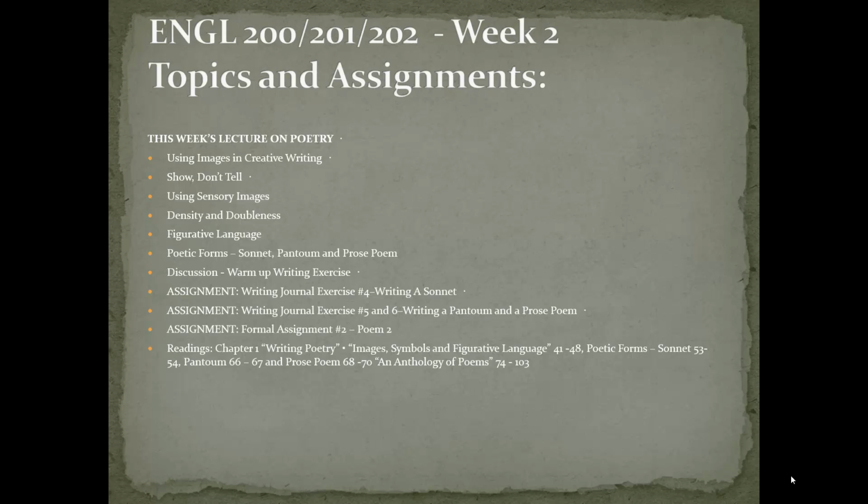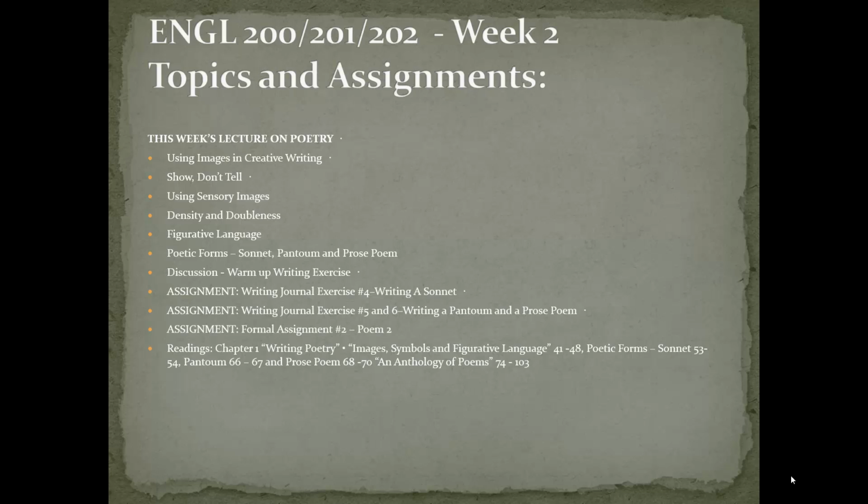Then you'll do 3 assignments in your writing journal. The first one is you're going to write a sonnet. The second one is you're going to write a pantoum. And the third one is you're going to write a prose poem. Finally, you're going to revise one of those writing exercises into a formal assignment. And when I say revise, I mean significantly revise between the writing exercise and the final assignment.